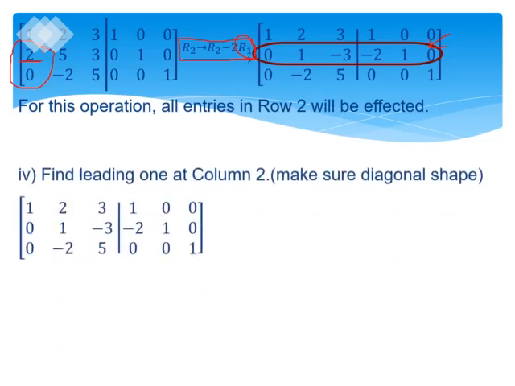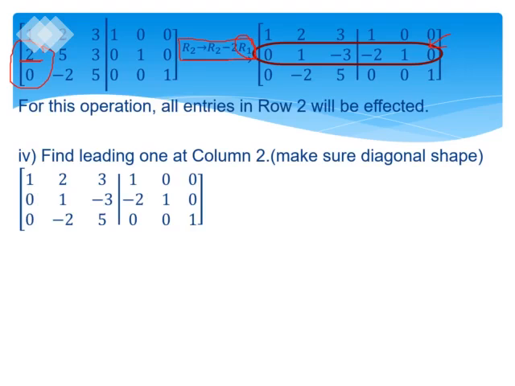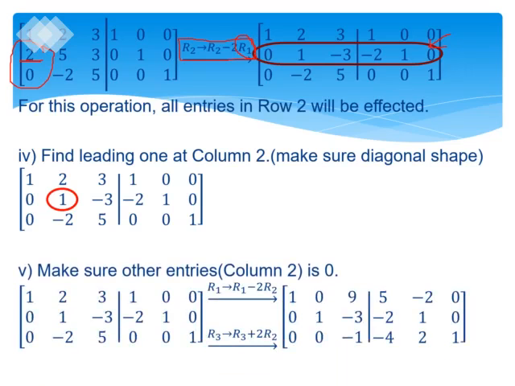Okay, next step. Find leading one at column 2. So we go for column 2 and we have to make sure the leading one is in diagonal shape. So this is our leading one. So we already have that. So we go for next step. Make sure other entries at column 2 are 0. So leading one, we got that here. So we have to make sure 2 and negative 2 also become 0.